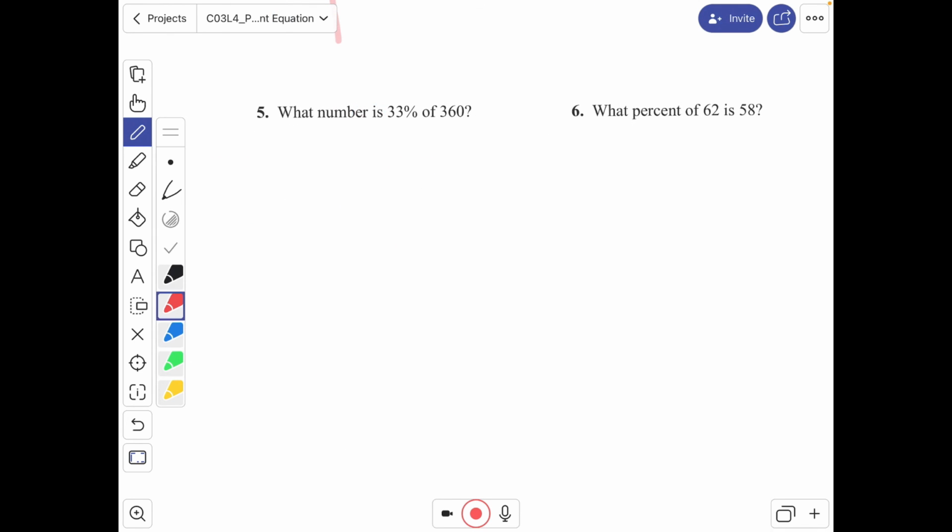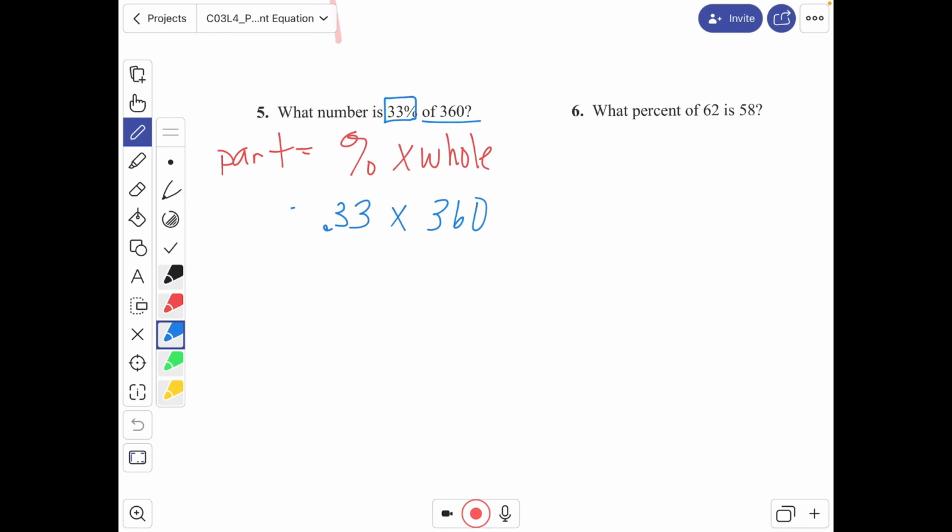So let's set that up. Again, start with that equation. Part equals percent times the whole. What number is 33% of 360? So 33%, that's the percent sign, so that's the percent. We need to change it to a decimal, which would be 0.33 of 360. So that's my whole. So the thing that we're looking for is the part. So that's the variable. So again, you're just going to have to multiply to figure out what the n is.